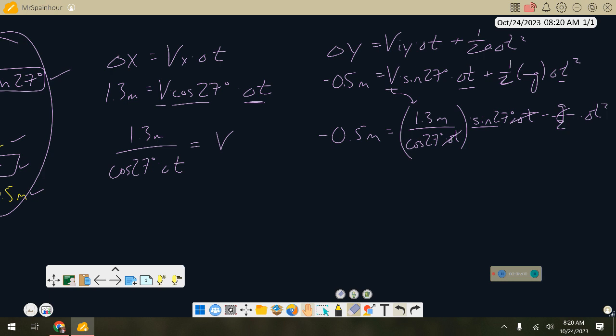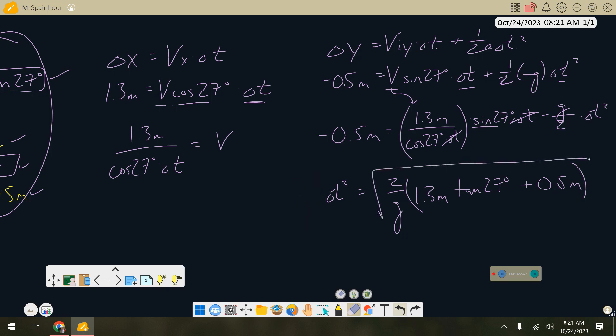There's a couple ways you could do this, just moving things around, simple stuff. I'm going to go ahead and add this over on that side and add that over there, which ends up as 1.3 meters times tangent of 27 degrees, plus 0.5 meters, is equal to g over 2 times delta t squared. Okay, and then multiply by 2 over g. Now when you do that, remember you have to multiply everything by 2 over g, so I'm going to put parentheses around that. I'm just going to use my whiteboard here to make this a little bit easier. Square root both sides. And there you go.